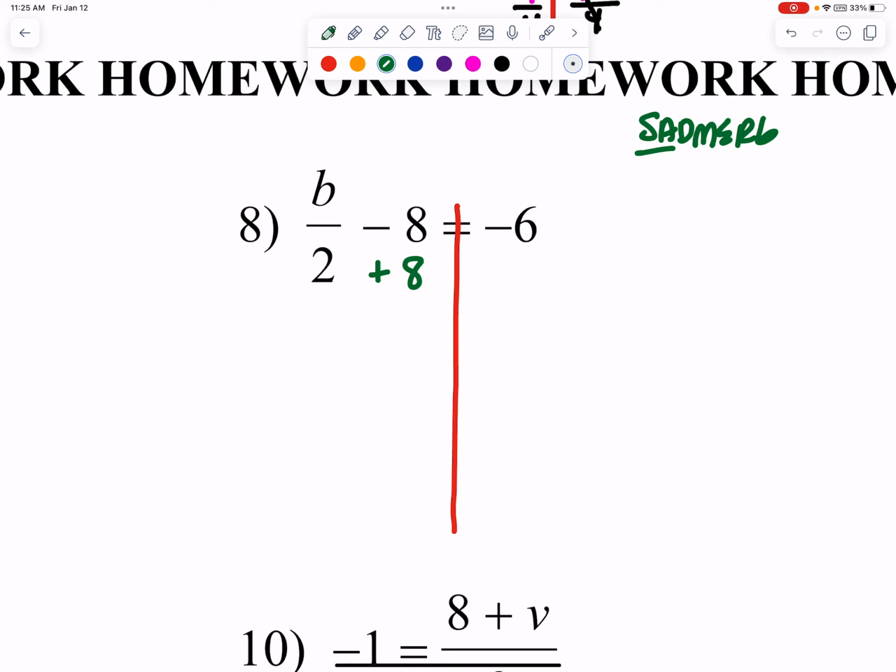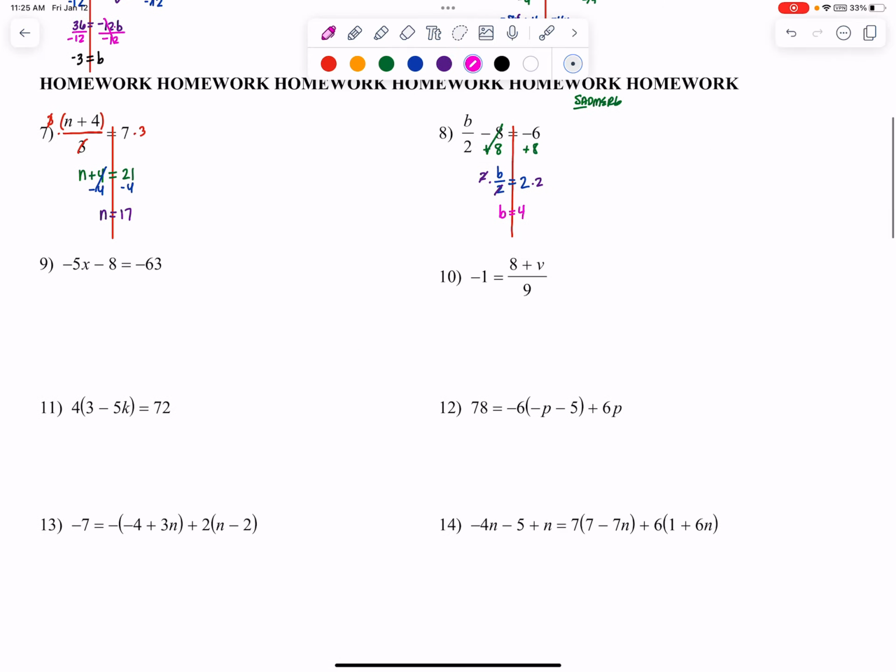So addition, subtraction first. So plus 8 plus 8. Okay, and then that goes away. What are we left with? We're left with b divided by 2 equals, different signs, subtract, so 8 minus 6 is a 2. And then we can go ahead and get rid of our divided by 2 by multiplying by 2, and we always write that on the sides. And we are left with b equals 4. And we know we're good because we checked below.